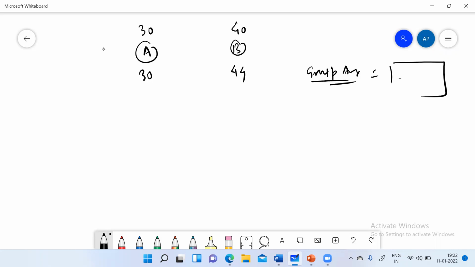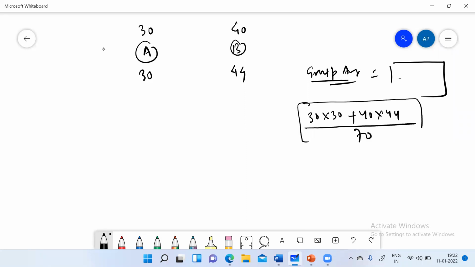So again, there was one way to calculate: find the total of all the groups and divide by the number of members, like 30 into 30 plus 40 into 44 divided by 70. So this would have been one way.